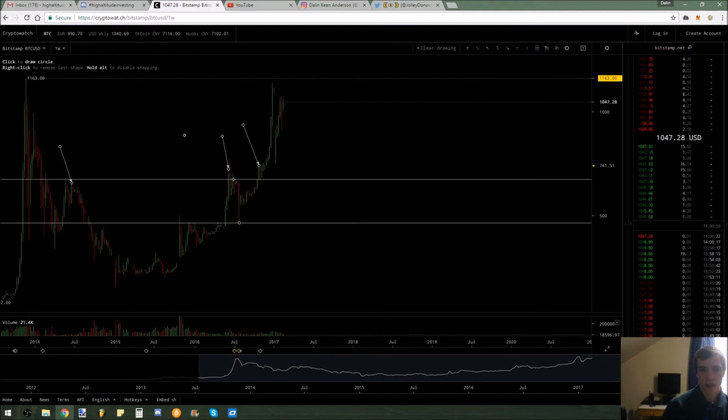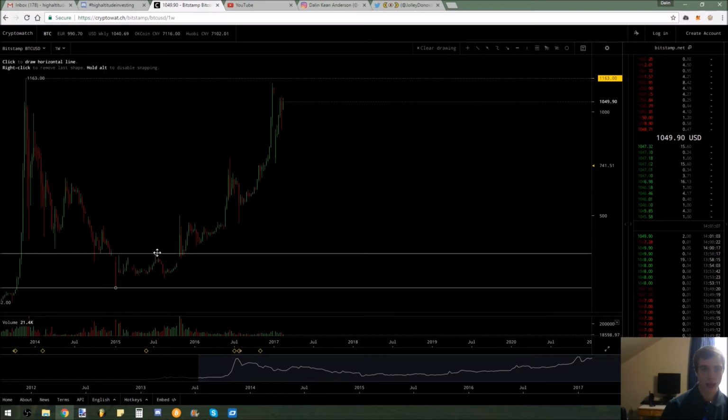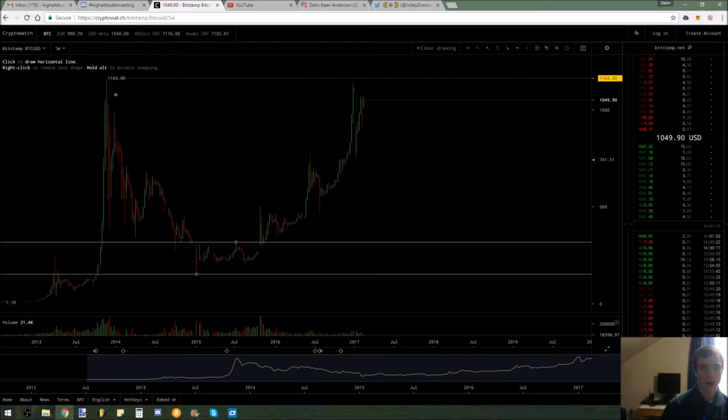Now, some important support and resistances in Bitcoin would be this area right here, this channeled area, and I'll get into that in a second, and this area right here.